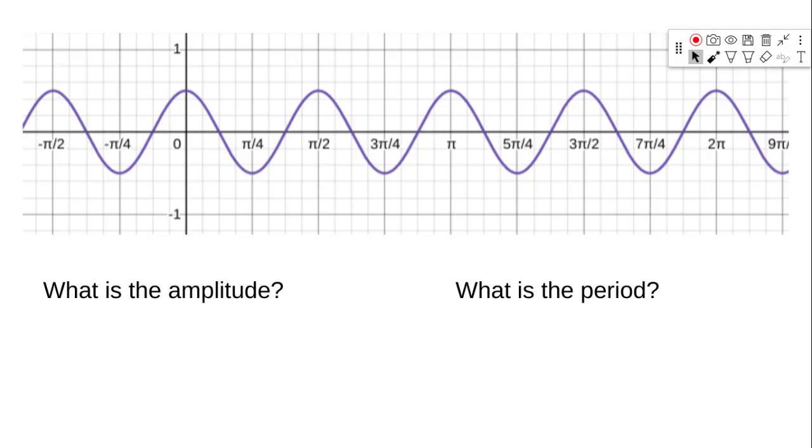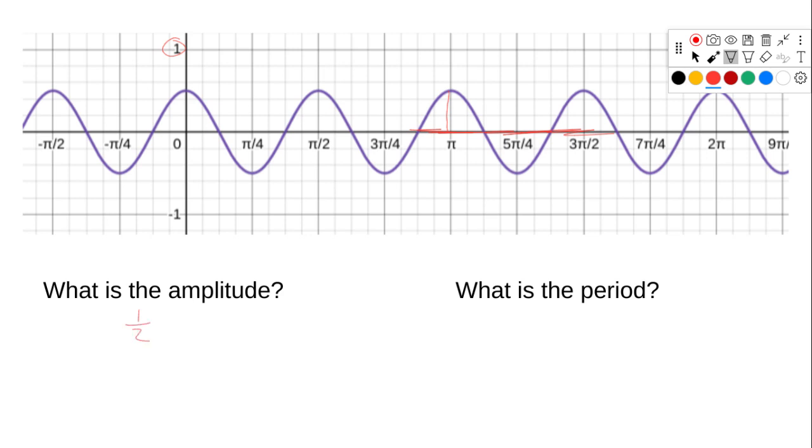This time I want to give you the graph, and we're going to identify the amplitude and the period from the graph. Okay, so the amplitude is this distance from the midline. It's the distance from the midline up to the peak. In this case, it is 1/2. You see 1 is up here, so it's at the halfway mark.